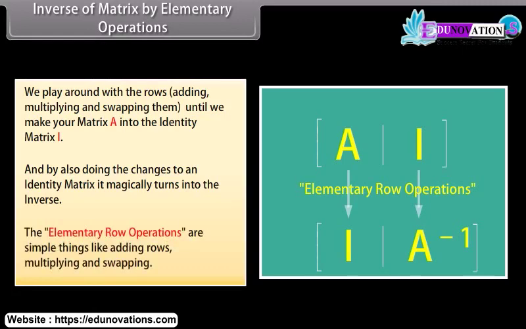The elementary row operations are simple things like adding rows, multiplying, and swapping. Let us go through an example in the next screen.